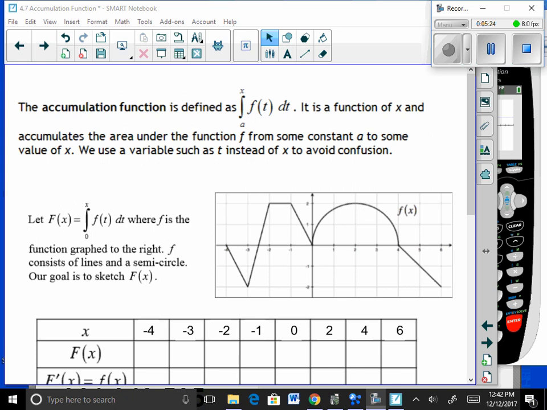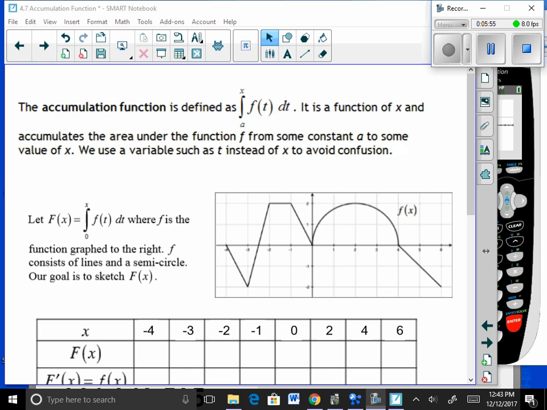Okay, so the accumulation function is defined from a to x. So a is whatever the lower number on your x-axis is, and then x is whatever they ask for, the upper limit. F of x is the function of x that accumulates the area under the function from constant a to some value of x. And we use the variable t. Notice in the function they have f of t dt instead of x to avoid confusion, so you don't have a whole bunch of x's over here. So we're just using a different variable.